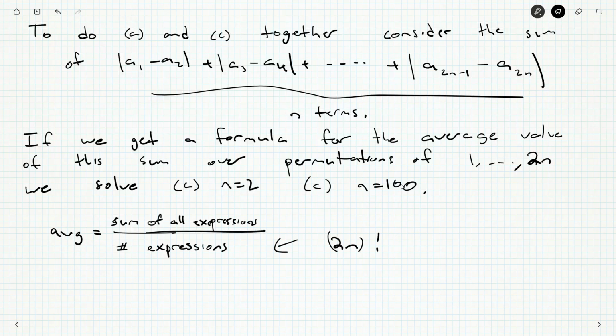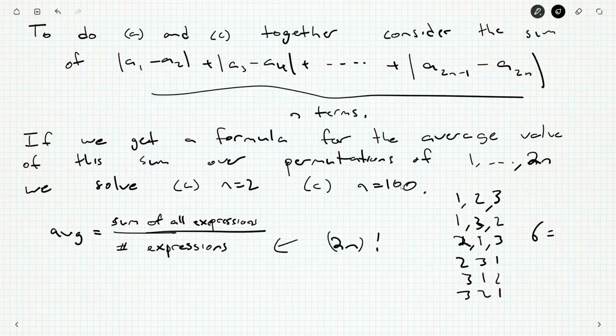If we were permuting 1, 2, and 3, you could do 1, 3, 2, 2, 1, 3, 2, 3, 1, 3, 1, 2, or 3, 2, 1. These are the only ones. That's 6 of them. That's 3 factorial, which is just 3 times 2 times 1. 4 factorial is 4 times 3 times 2 times 1. 100 factorial is 100 times 99 times 98, all the way down to 2 times 1.